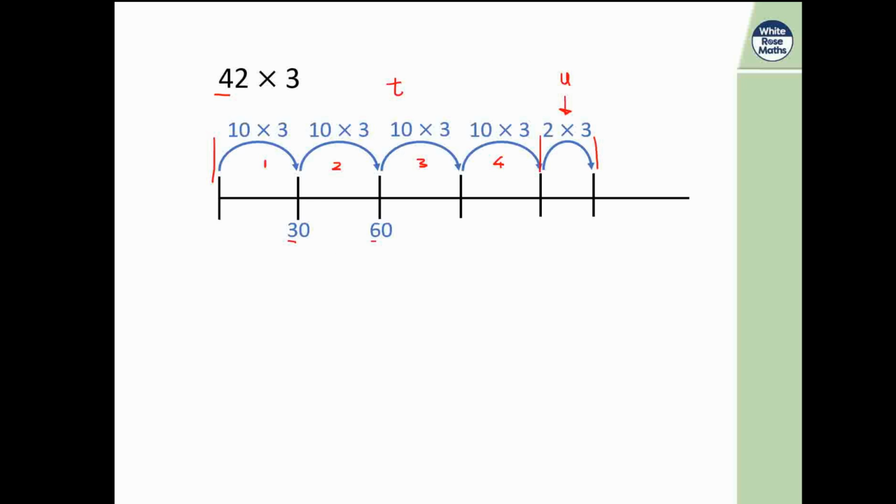What's the next one up? 90. Okay, what would the next one be? 120, because we know 4 times 3 is 12. Okay, then what's 2 times 3? 6. So this gives us 6. So we have to add 6 to 120. 126. There we go.